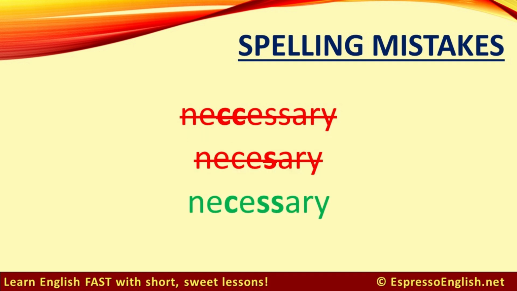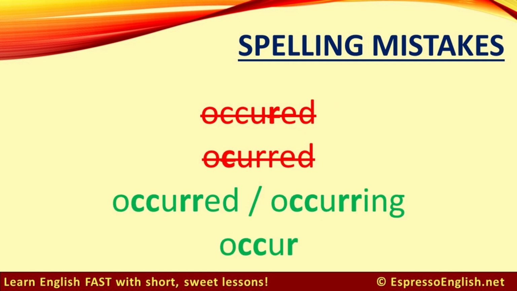Let's look at the word necessary. We only need 1 C and 2 S's in the word necessary. But in the words occurred and occurring, then we need 2 C's and 2 R's.